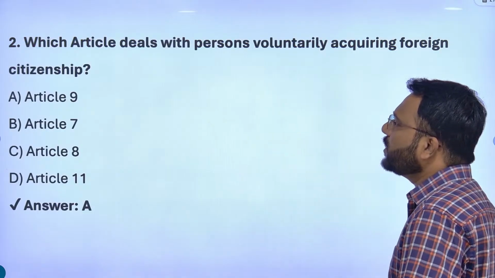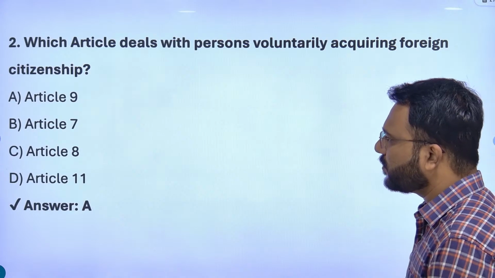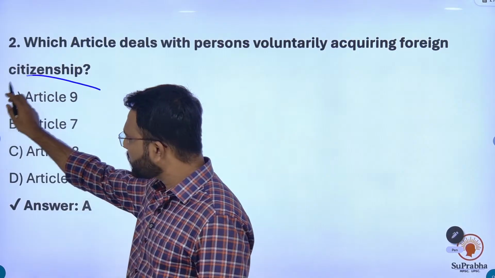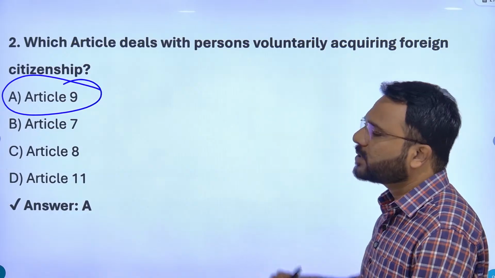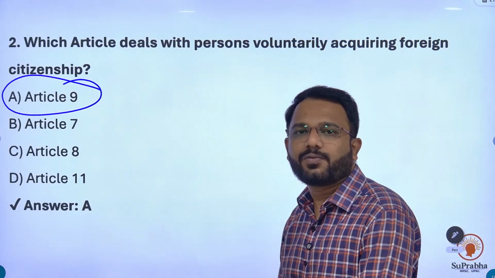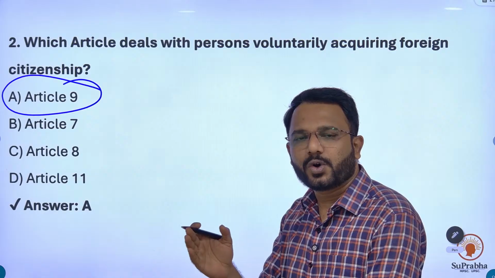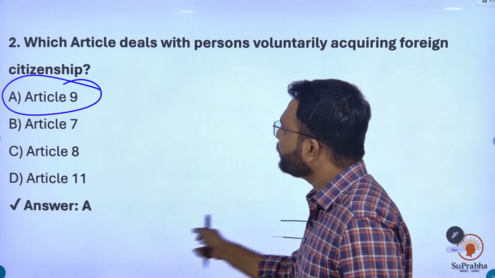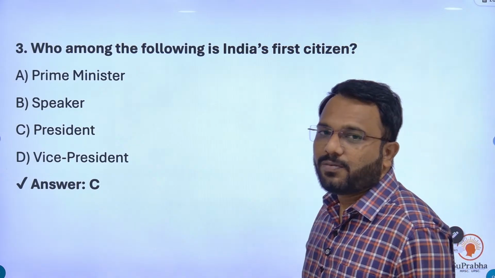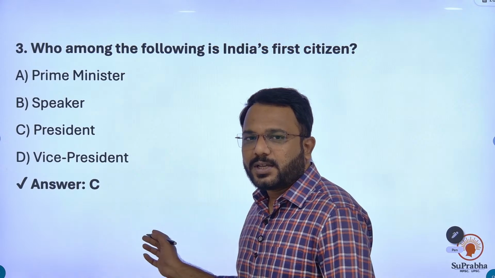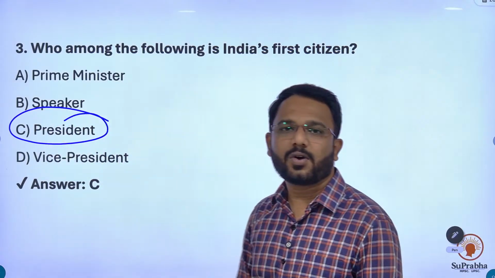Second question says, which article deals with a person voluntarily acquiring foreign citizenship? We have also discussed that Article 9 has the provisions related to persons voluntarily acquiring foreign citizenship. In that case, his Indian citizenship would be automatically terminated. Fine. Third, who among the following is India's first citizen? We have also discussed that our President is the first citizen of India.